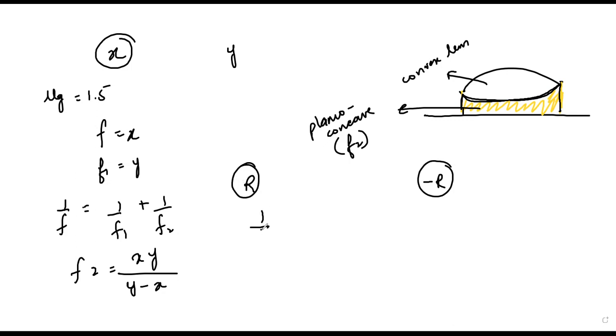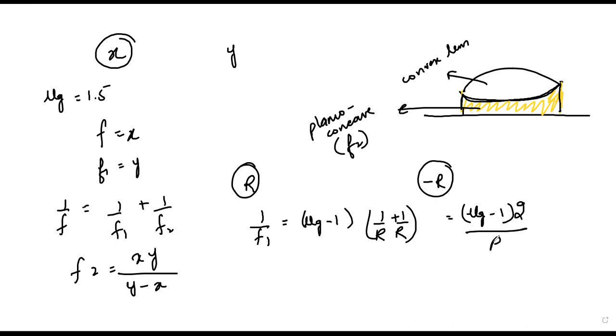Now see, if you put the value of 1 by f1, this is what? Mu g minus 1 multiplied by 1 by r minus 1 by minus r. So this becomes 1 by r plus 1 by r. So in short, you can write mu g minus 1 multiplied by 2 divided by r, means 2 by r. This part will be 2 by r.